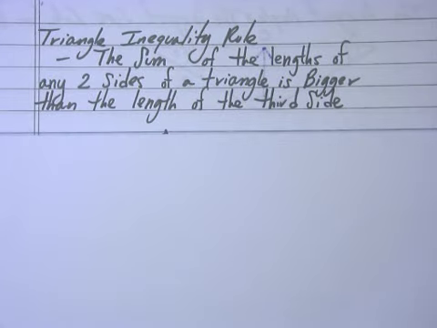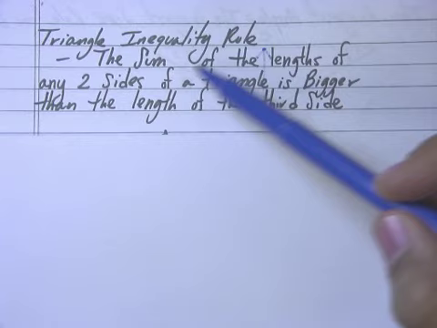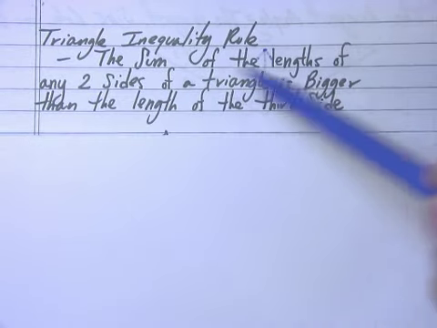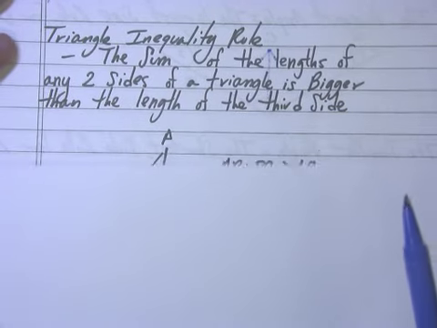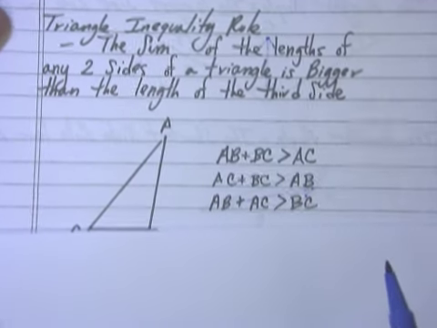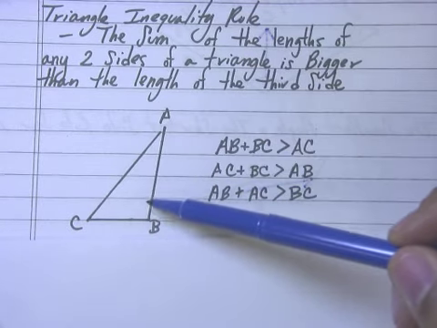The triangle inequality rule states that the sum of the lengths of any two sides of a triangle is bigger than the length of the third side. So what does that mean in plain English?